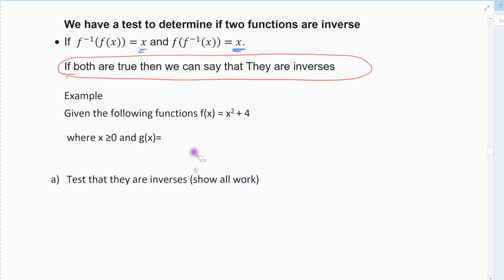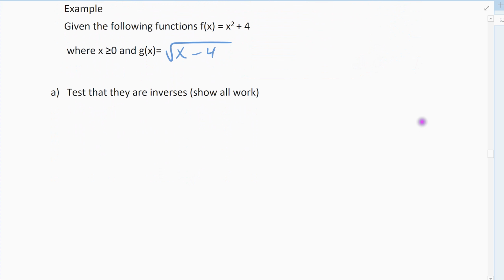All right, so we've got our two functions here. I've got the f of x, which is x squared plus 4, and then its inverse, which is the square root of x minus 4. And instead of taking my word for it, test that they really are. So use this test and check to see that they're actually inverses. And so we're going to take f of f inverse of x, or f of g, as I'm saying g is the inverse.